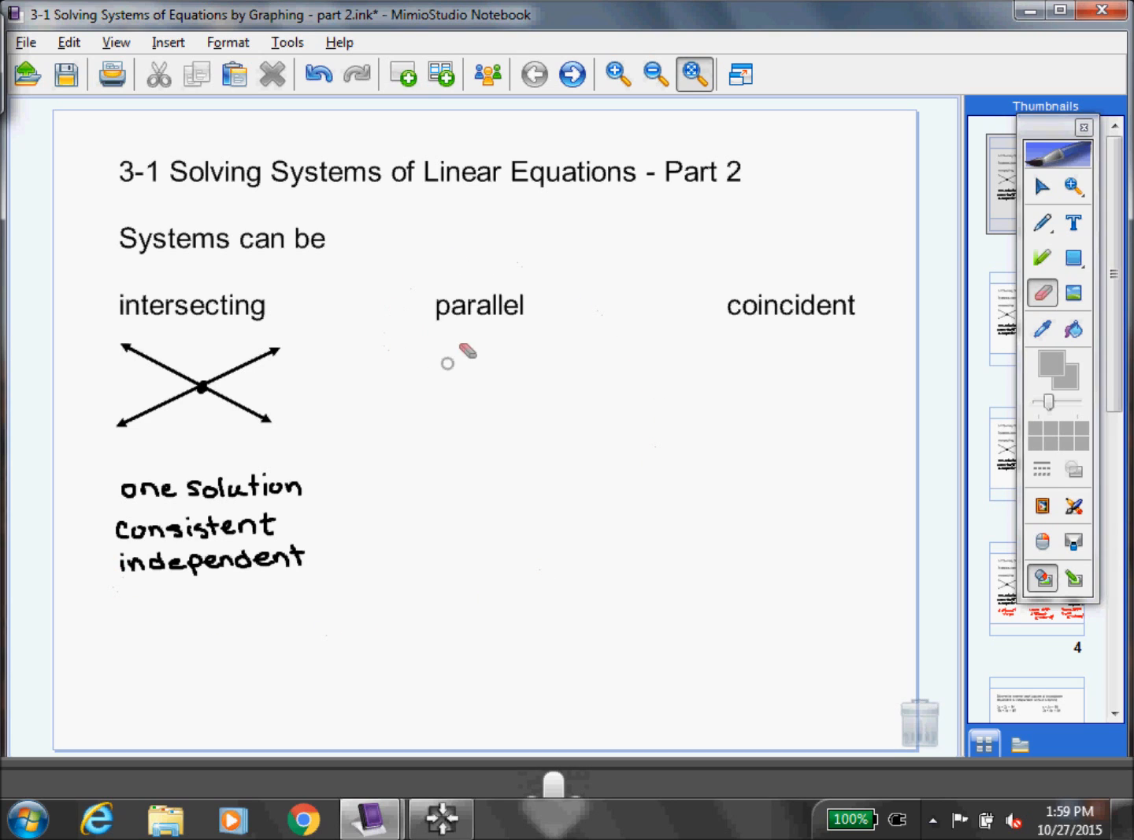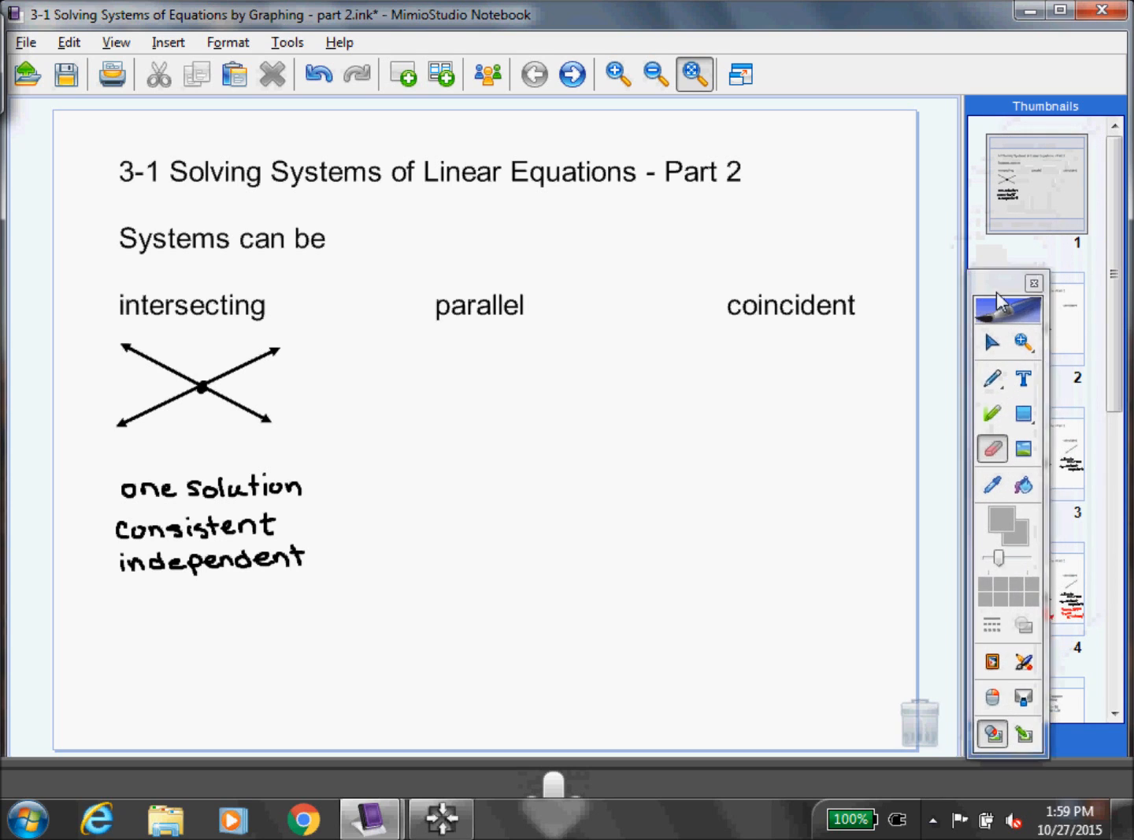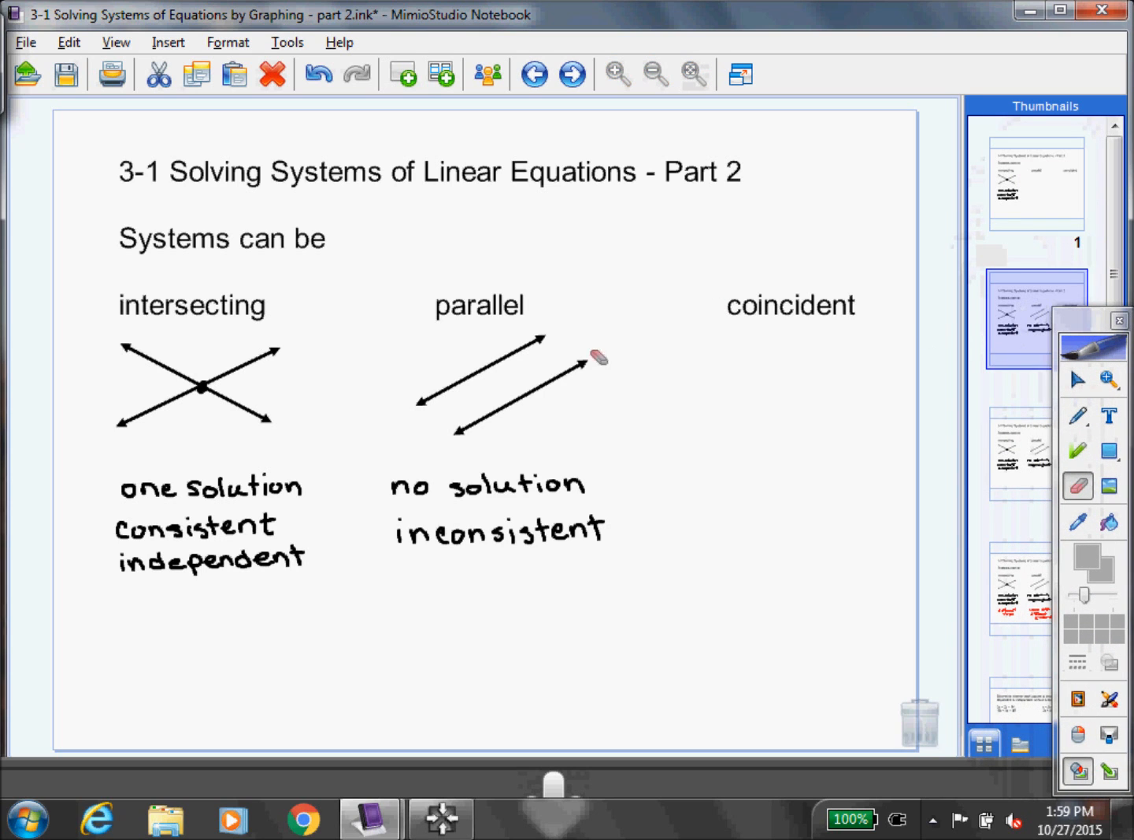They may also possibly be parallel. What does parallel mean? I know you remember that. Yes. Side by side, do they ever cross? No. So non-intersecting. And when you've got two parallel lines, if you tried solving that by graphing, they would never intersect, so there would be no solution. When there is no solution, we have a special word for that. It's called inconsistent. So if it's parallel, we have no solution. It's called inconsistent.